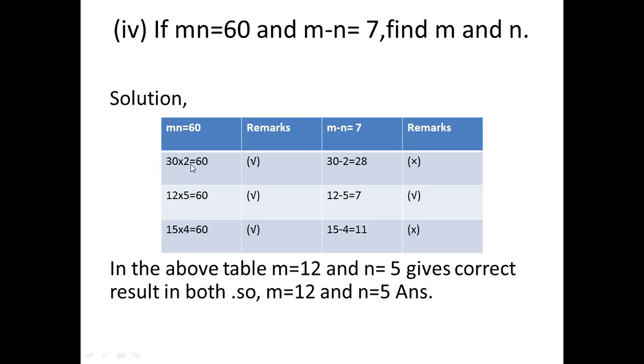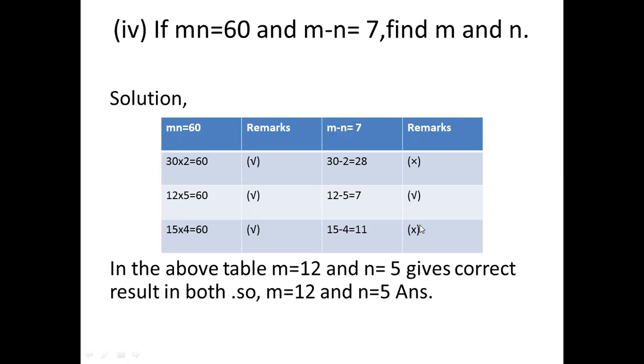30 into 2 is 60, it's correct. 30 minus 2 is 28, incorrect. Whatever we multiply here, those same two numbers should be subtracted here. 12 into 5 is 60, correct remark. 12 minus 5 is 7, it is also correct remark. Here both are correct. And 15 into 4 is 60, correct remark. 15 minus 4 is 11, it is an incorrect remark.